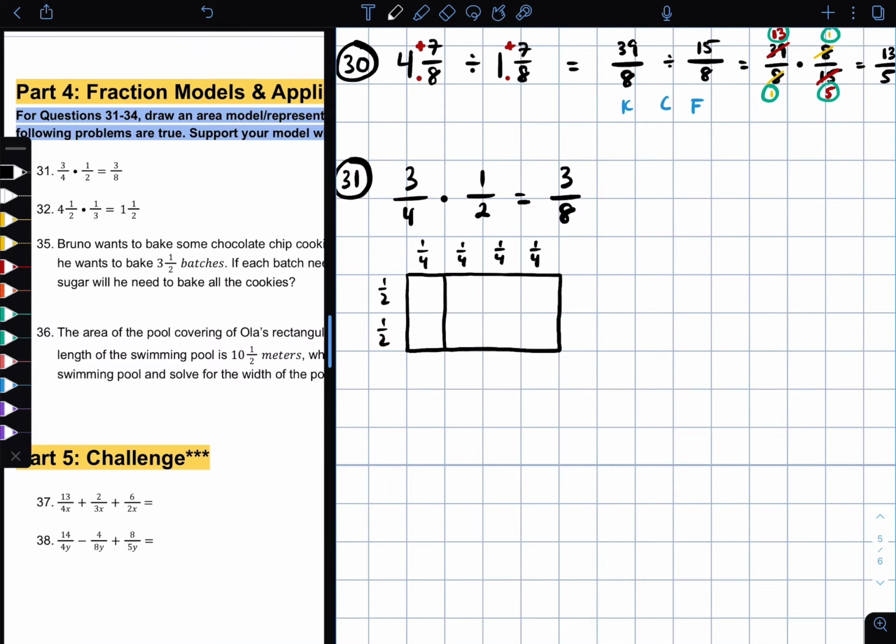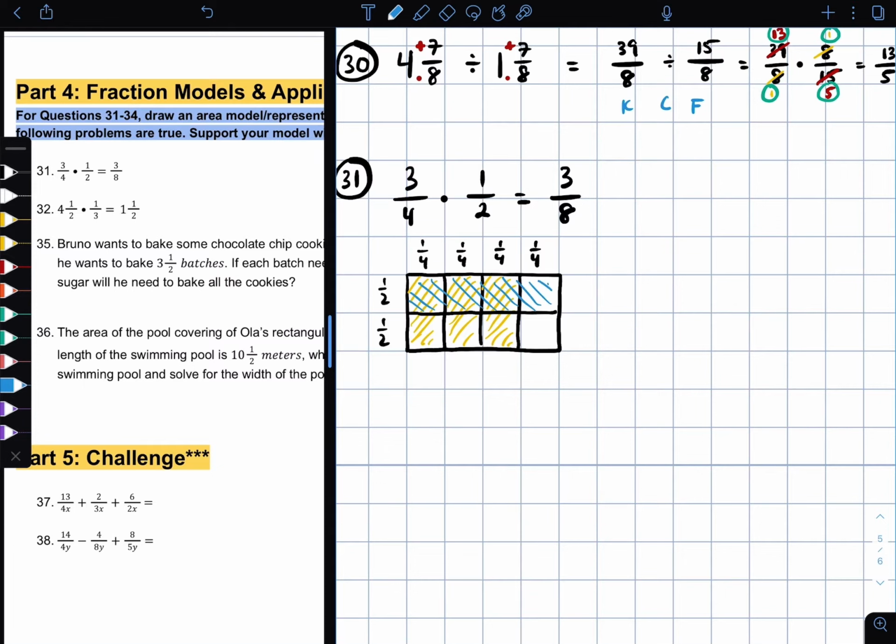And so if we have 3 of these fourths, what we could do first is shade in 3 of these fourths. So there's 1/4, there's 2/4, and here's the 3/4. So that's 3/4 of the whole thing, right? And then we can go ahead and say, okay, going across, we have to have half. So here's half of the whole thing.